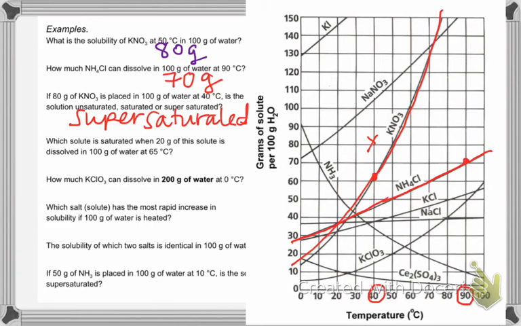Which solute is saturated when 20 grams of the solute is dissolved in 100 grams of water at 65 degrees Celsius? Okay, well, I'm going to find 65 degrees Celsius, which is about right here, and 20 grams of the solute. So I'm looking for what has 20 grams of solubility at 65 degrees Celsius. And it looks like it's this one here, and that is the curve for ammonia, NH3. So I went to 20 and 65, and it hits right here on the curve. So that is NH3.